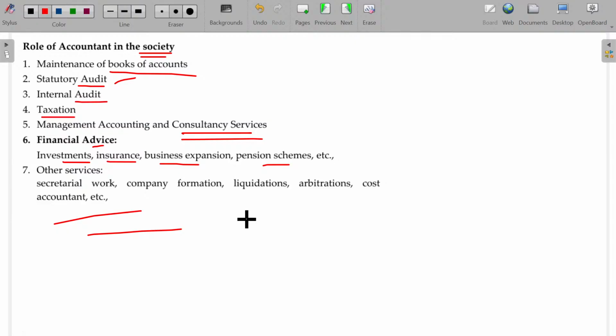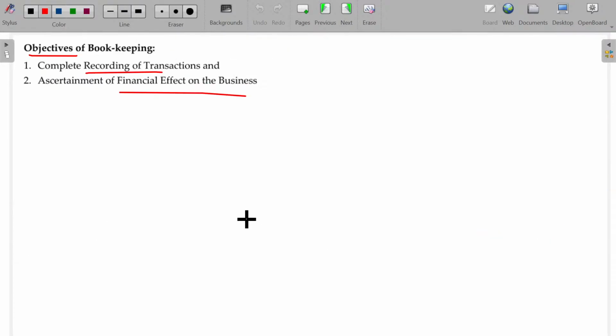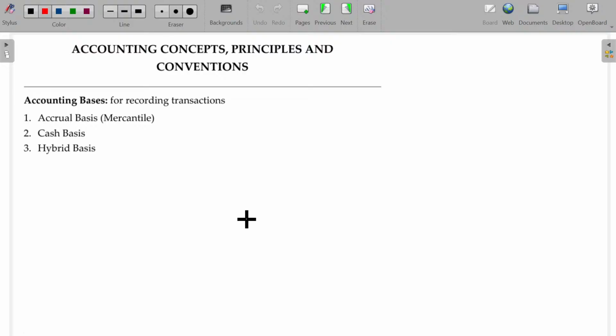Other work is also taken care of by the accountant. Hope now you'll be able to understand the basics, a small background of accounts. Now let's start with very, very important topics: concepts, principles, and conventions. Accounting basis. How are you going to record your books of accounts? You can prepare your accounts on accrual basis, or cash basis, or hybrid basis.